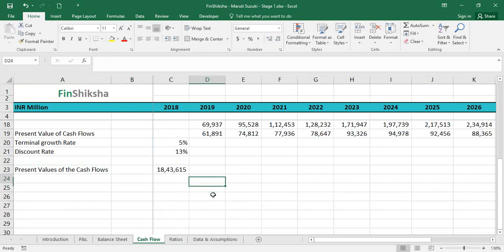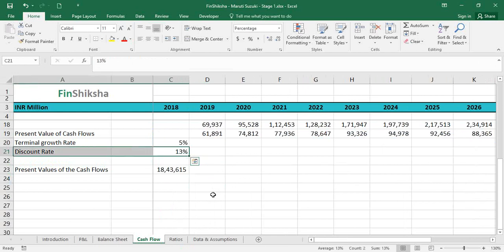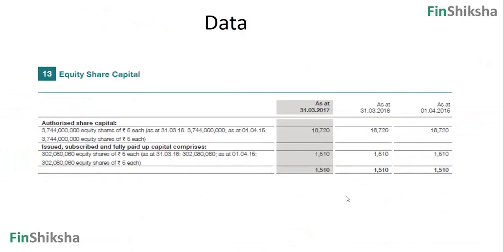That's the number we are getting, right? Now, let's dig a little bit deeper in terms of trying to find out what this discount rate should be. What do you think the discount rate should be? So the discount rate calculation, and before we go there, we also need to find out the number of shares that Maruti has.